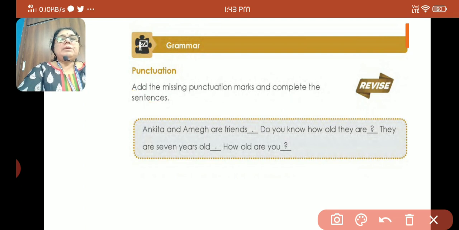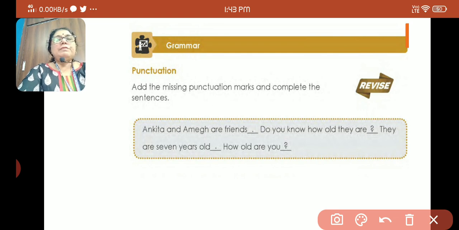Yes. Now, let's read first. The first one, Ankita and Ameg are friends. What will come when we have to end a sentence? We put a full stop, that is a dot, right? My dot has become a line, but I want you all to put a dot. So we put a dot, right? This is a dot.